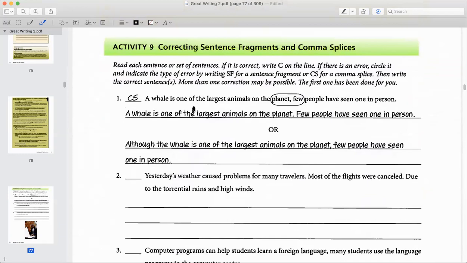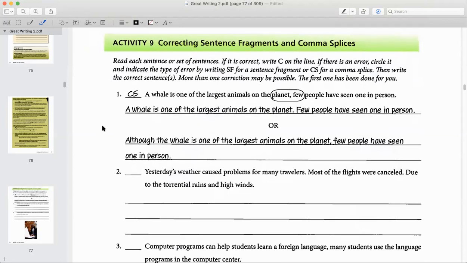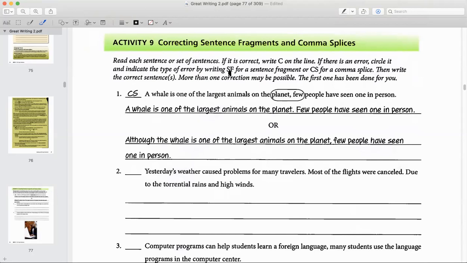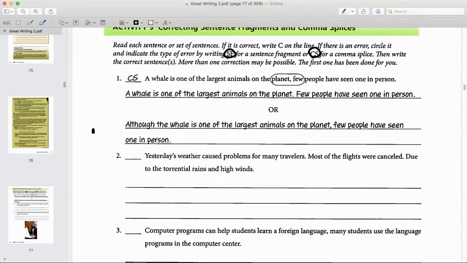So you're gonna read the sentence or sentences, and if it's a comma splice, you're gonna write CS. If it's a fragment, you're gonna write SF. And some of these are correct. In that case, you can write a C, and then there's nothing to do. If you write sentence fragment or comma splice, make sure you correct the sentence, and there might be more than one option.